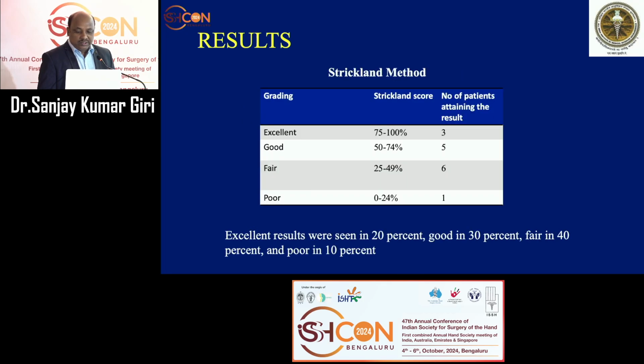By this method, in 3 cases we had 75 to 100% on the Strickland formula, which is an excellent result. 5 were good, in 6 cases fair results, and in 1 case it didn't work out. In percentages, excellent was 20%, good 30%, and fair 40%.